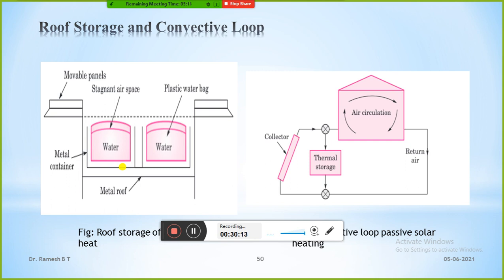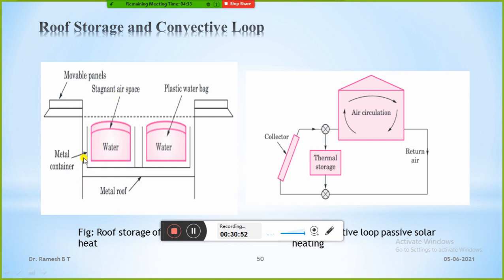The heat is absorbed and stored in water about 0.2 m deep, contained in plastic bags held in a black-ended steel box on the roof of the house. This is a figure of the roof storage. Here is the main roof, and on the main roof there is a chamber where the water is stored. We provide a stagnant air space, and these are the plastic water bags, which are filled with water. This is the exposed movable panel where the sun is available. You just open this panel so that it will absorb and trap the heat.